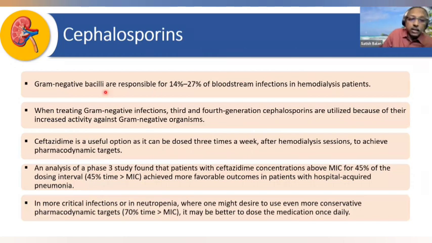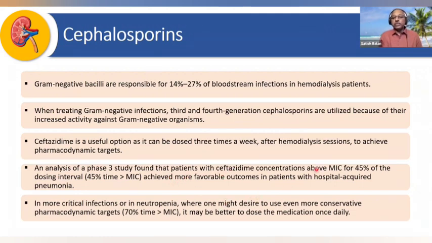Cephalosporins are used to treat gram-negative infections. And we generally use 3rd and 4th generation cephalosporins. Ceftazidime can be dosed 3 times a week after dialysis. That's a very useful thing. You give 1 gram after dialysis 3 times a week. In some conditions, you may give 2 grams 3 times a week, but 1 or 2 grams after dialysis is sufficient for achieving target levels.